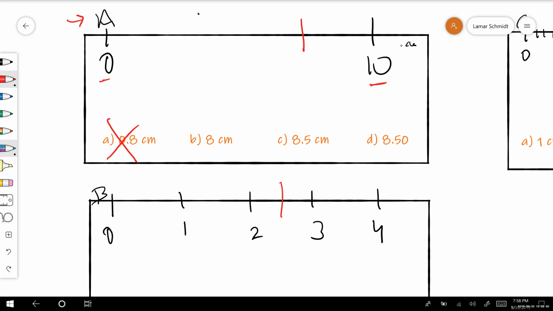If we look at choice B, we see that we have one estimation. We see 0. Where is this measurement between 0 and 10? We're going to guess at 8 centimeters. And so you're at one estimation. So this is the correct answer.